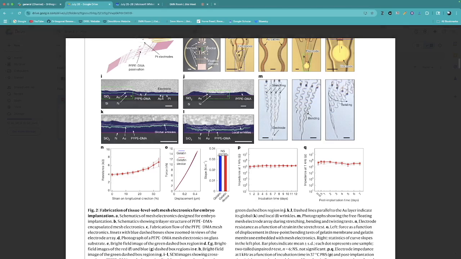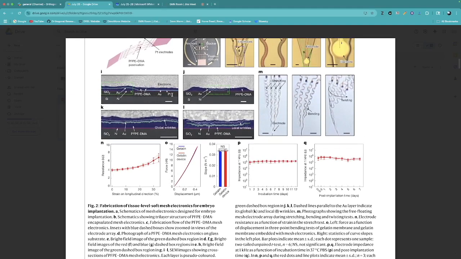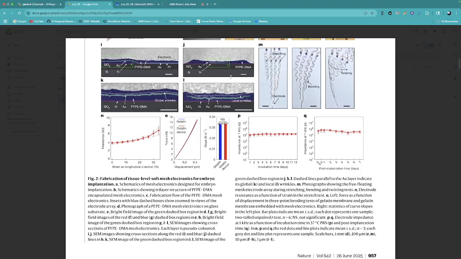I think this is electron microscopy of this, I guess it's implanted at this point. But basically it's showing the different layers as they exist in the electrode. And then M shows a photograph of the free floating mesh electrode array during stretching, bending, and twisting tests.